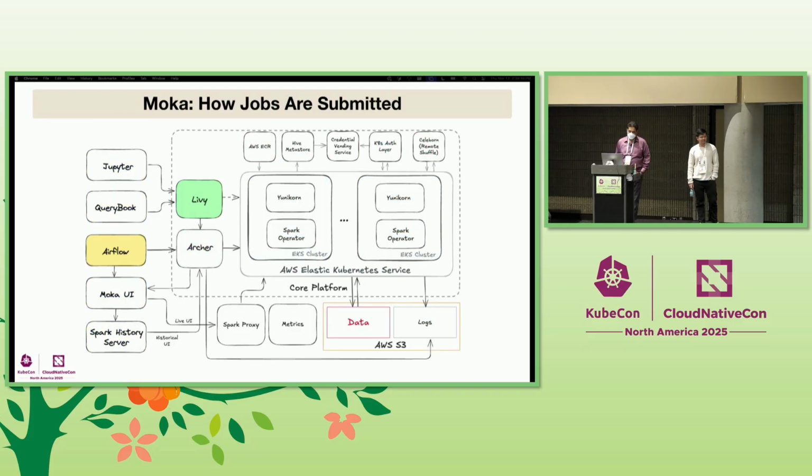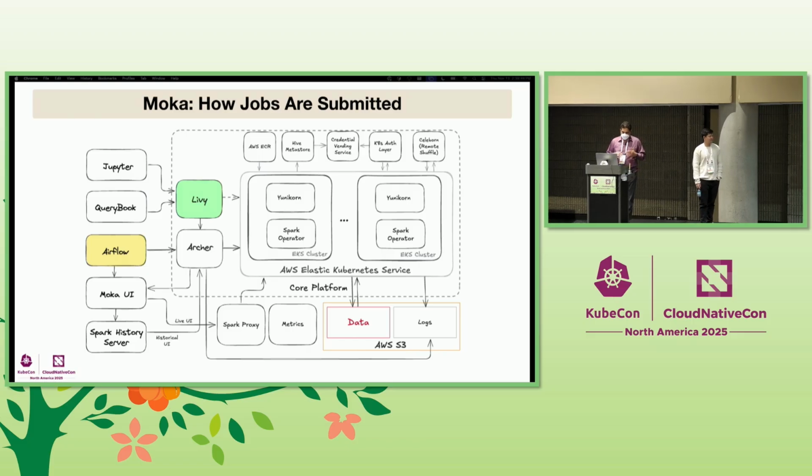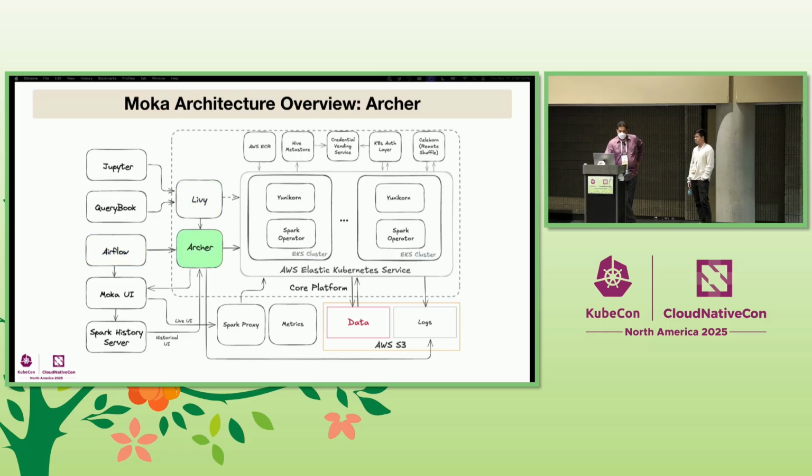Airflow jobs and then interactive jobs come through Livy, and they make their way to Archer. So Archer is kind of the key for us. Archer is a job submission gateway into EKS. And what it does is it'll create a Spark application CRD and submit that to the correct EKS cluster, which it will select.